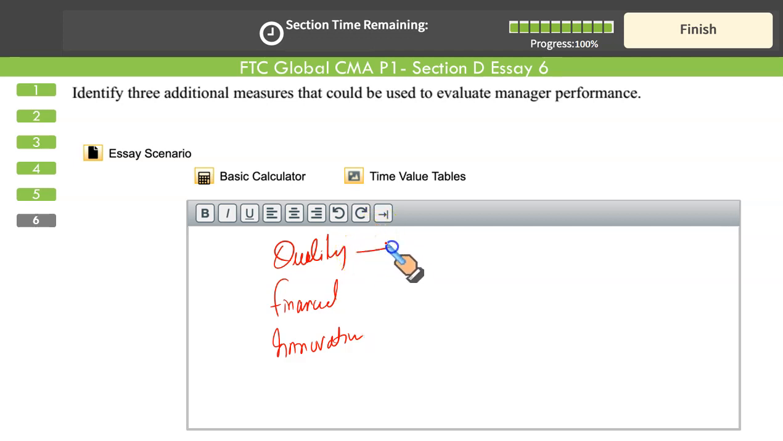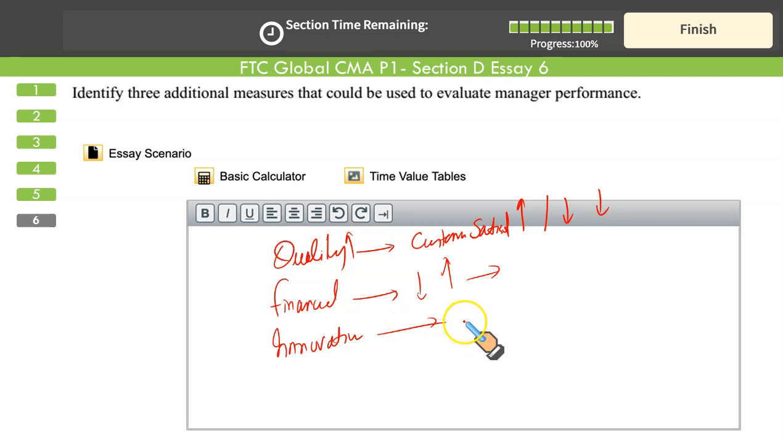Quality. How do we measure quality? Through customer satisfaction. How happy are customers? So through customer satisfaction, we can assess the quality. Lower warranty expenses, lower sales returns. Financial, of course, profitability, lower variable costs, increase in sales, more profit. Innovation: new product features, improvement in the processes, improvement in the manufacturing activities, and so on and so forth.